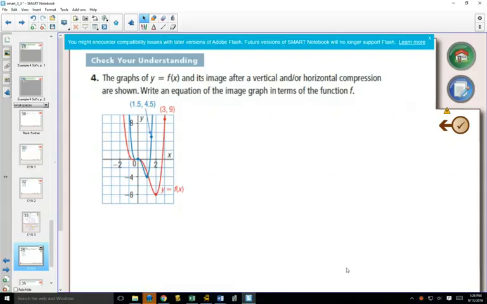Now, when we did these questions with horizontal translations and vertical translations, it was really easy to see, oh, it's just been moved 2 to the left and 3 up. And you could do it quite quickly and quite easily. Once you're dealing with stretches, it's a little bit more difficult.